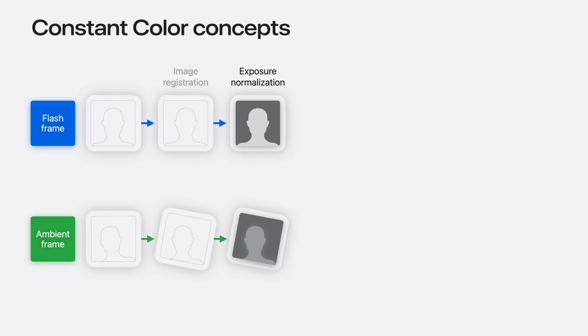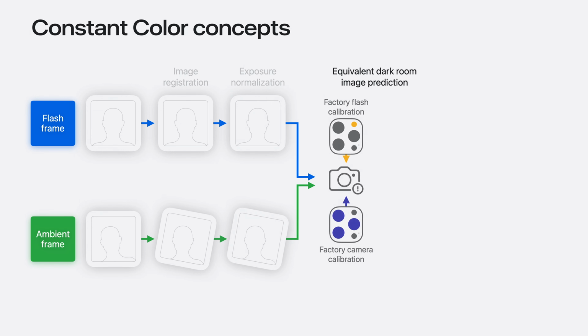Then, in the linear scene-referred domain, the 2 images are normalized for their relative exposures. This allows for comparisons between the 2 frames to be performed. Using computational photography and machine learning, these 2 images are jointly processed along with the precision factory calibration of both the flash and the camera. The outcome of this is a prediction of what the equivalent darkroom image would be.